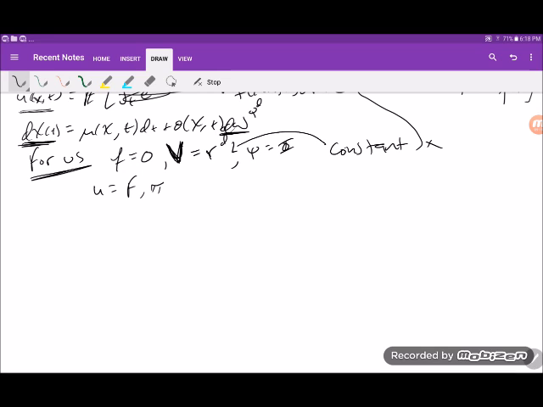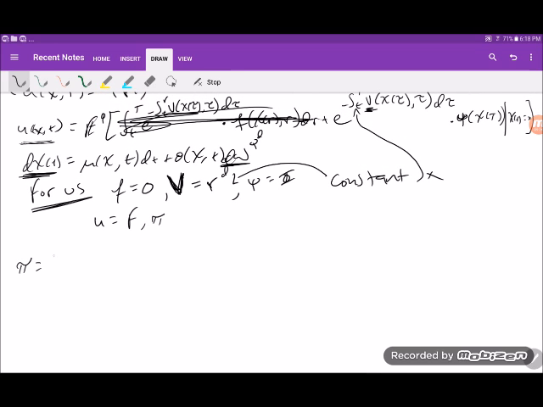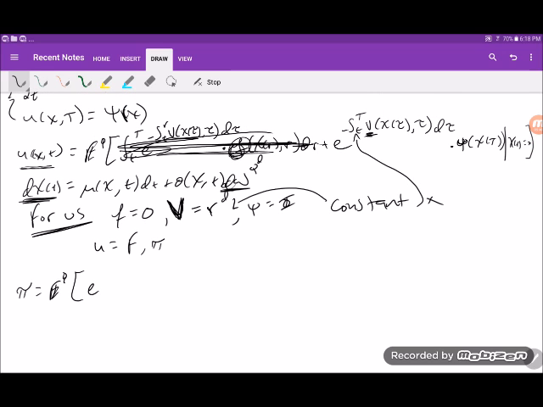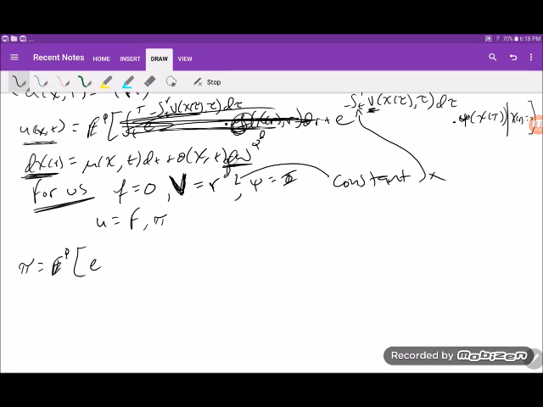But let me clean this up a little bit. So for us, what we're going to say is that pi, our pricing function, is equal to the Q expectation. Again, we saw that term falls off because we didn't have any F. Again, we have a constant R, so we're just going to have an easy negative Rd.